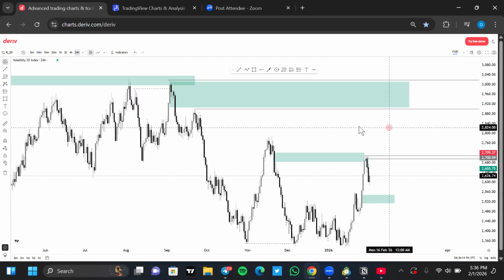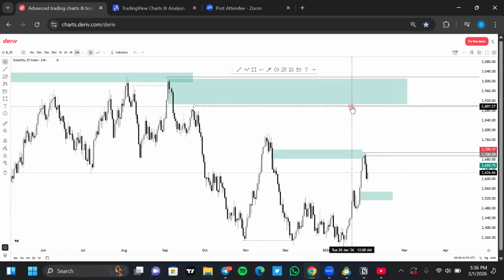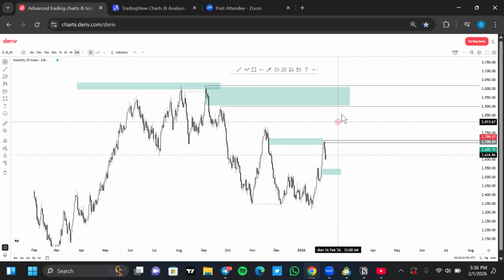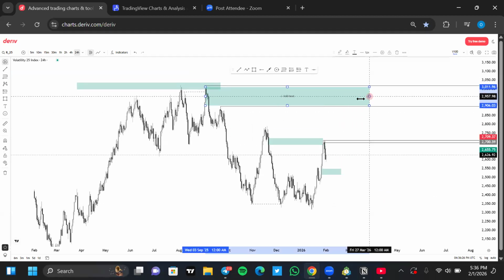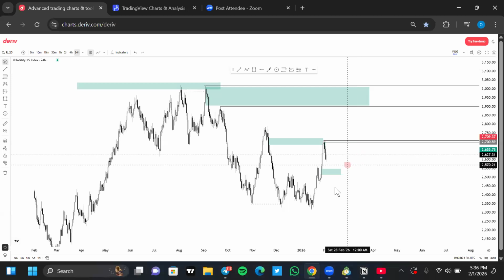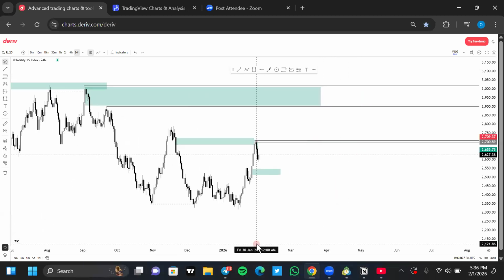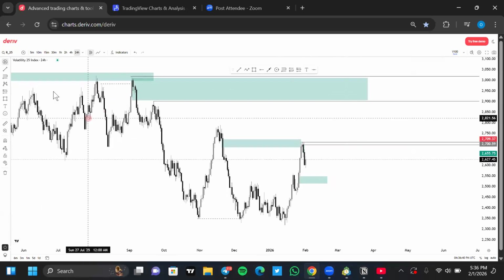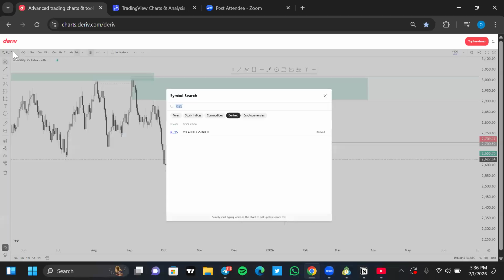This is the place I'm still waiting for. This is my main target that I'm still waiting for price to come into for a massive dump. So this is what I'm anticipating on V25. I expect price to come and dump all the way from here. I'm still waiting for it to come here. So this is just a top-down analysis. For now, we don't have a valid setup on V25. So let's head to the next one.